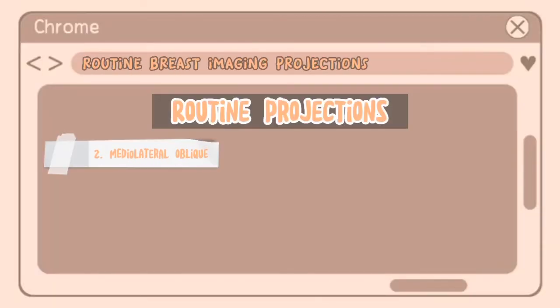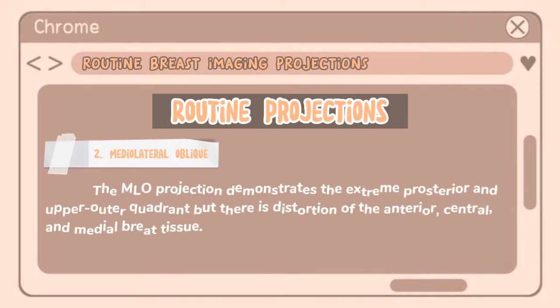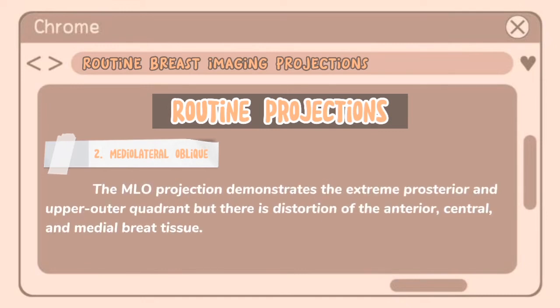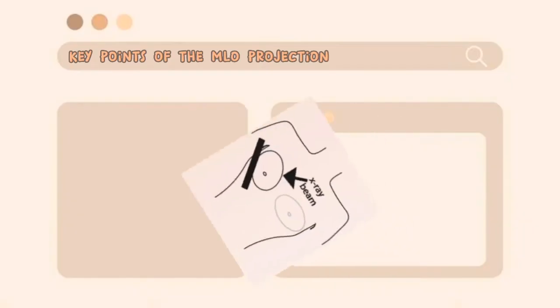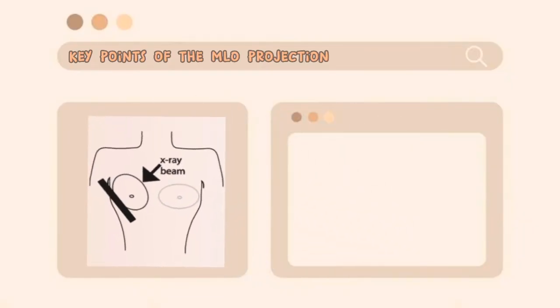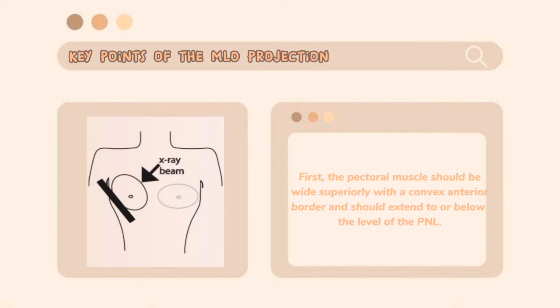2. Medial lateral oblique. The MLO projection demonstrates the extreme posterior and upper outer quadrant, but there is distortion of the anterior, central, and medial breast tissue. Key points of the MLO projection. First, the pectoral muscle should be wide superiorly with a convex anterior border and should extend to or below the level of the nipple. Second, the inframammary fold should be open.